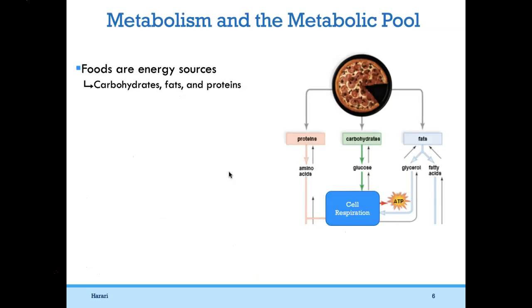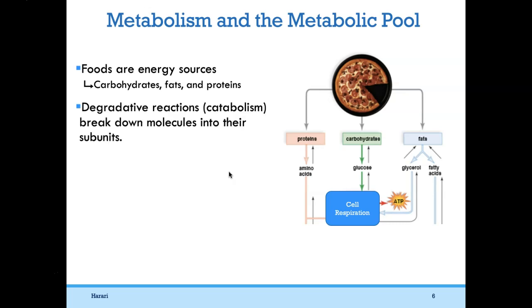So let's use an example of a pizza. Pizza is an energy source. This pizza is made up of carbs, fats, and proteins. There are fats in the meat and the cheese, and carbs in the crust and the sauce. When we digest this pizza, degradative reactions, catabolism, will break down those pizza molecules into subunits. The proteins will be broken down into amino acids, the carbs into glucose, and the fats into fatty acids and glycerol.